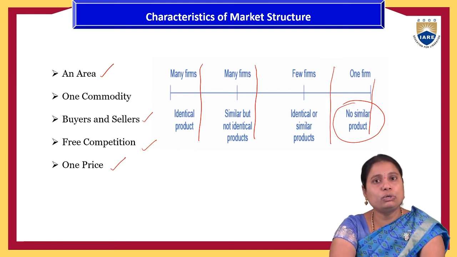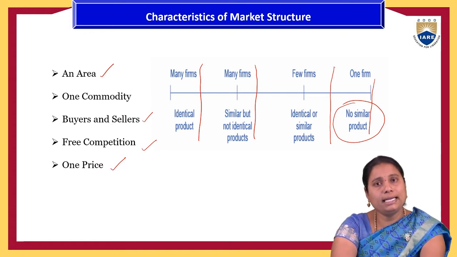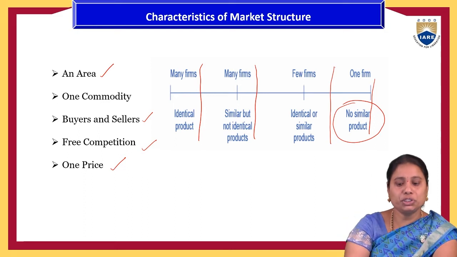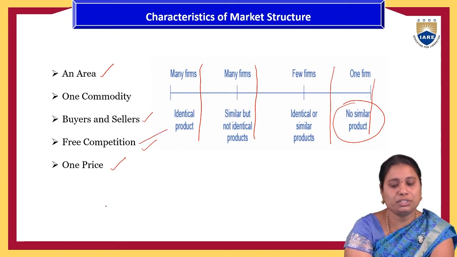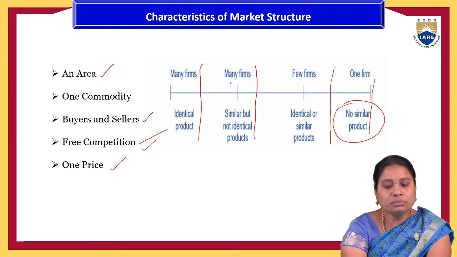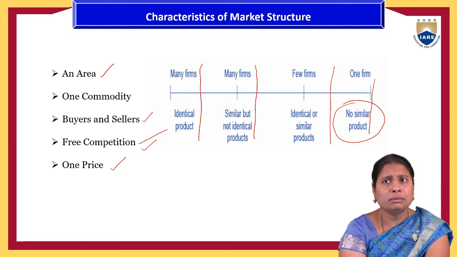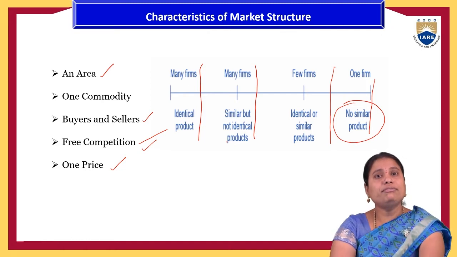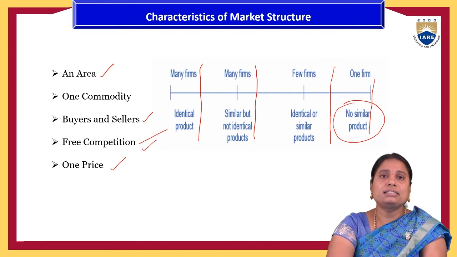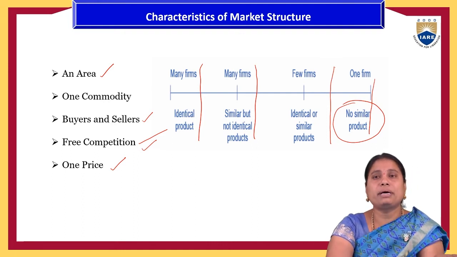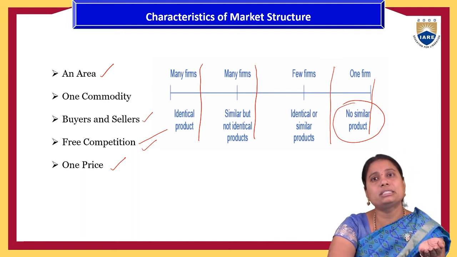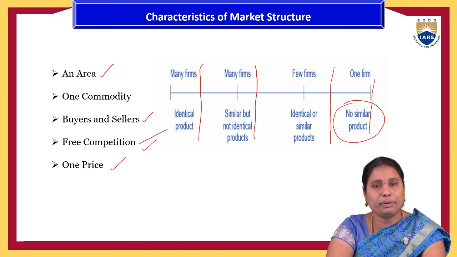Based on this only, there are certain types of markets. Let us say many firms are there with identical products, which means the competition is free, more competition. And many firms are there with similar products but not identical, so they are not the same, different products are there. Let us say if we go to the fruit market, everywhere there is the same kind of fruits; the flower market, but different buyers are there. There is more competition.